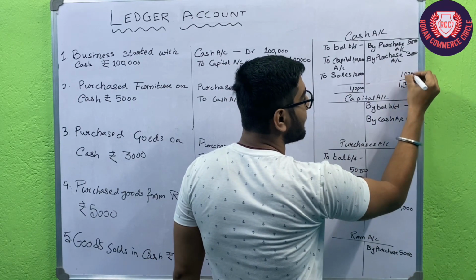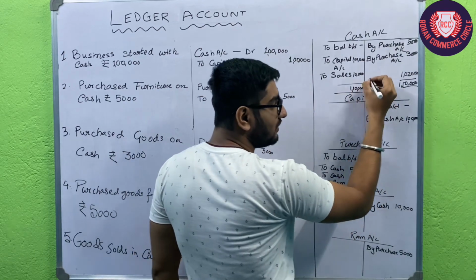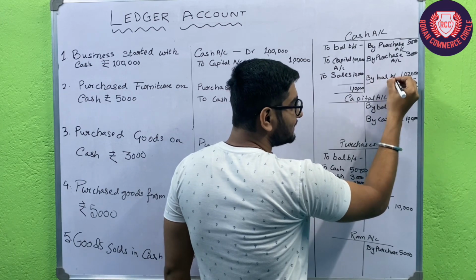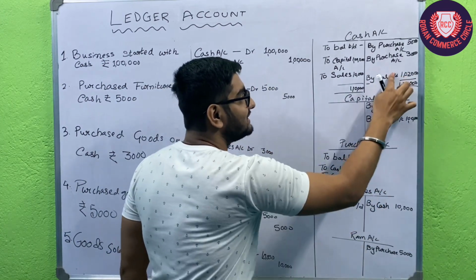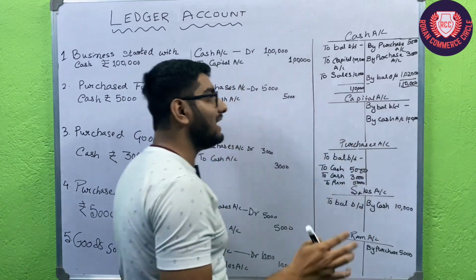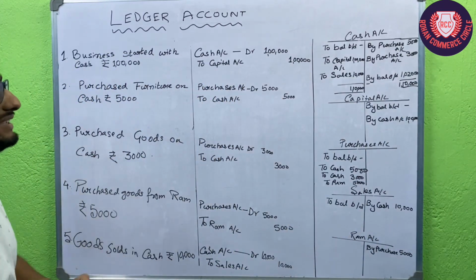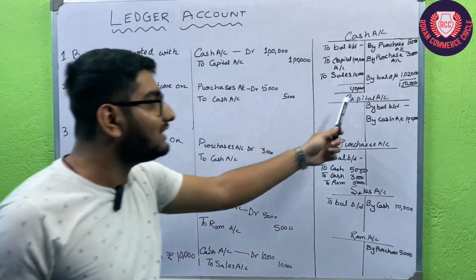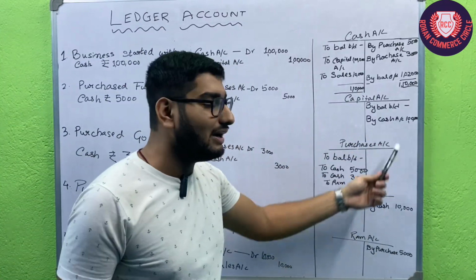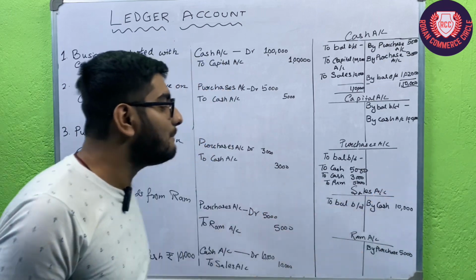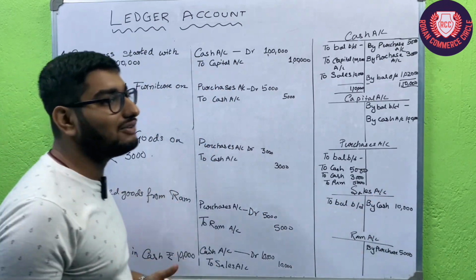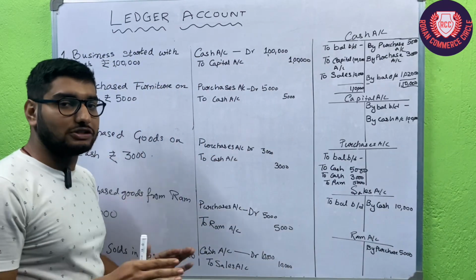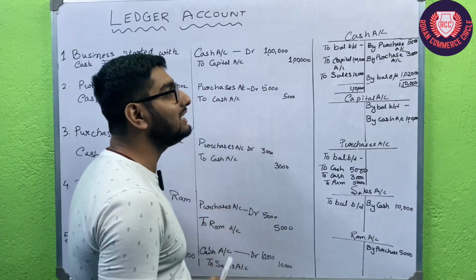And what will we write? We will write by balance c/d, and to balance b/d. So like this we have to total every account and make the balancing figures, so that we can post it into the next book, that is the trial balance. I will show you the detailed entry in the next video.